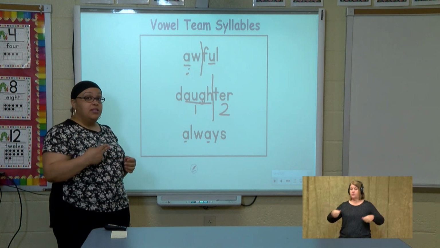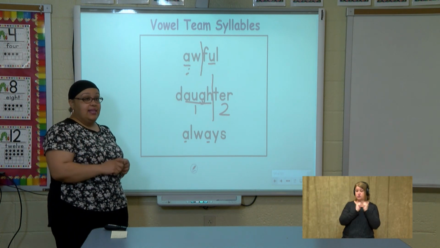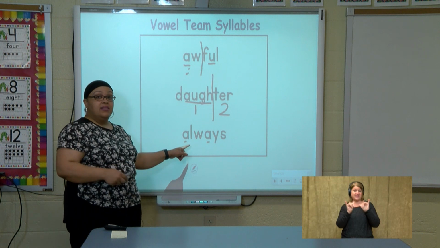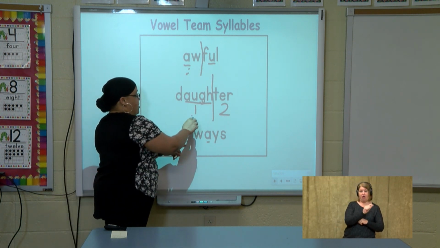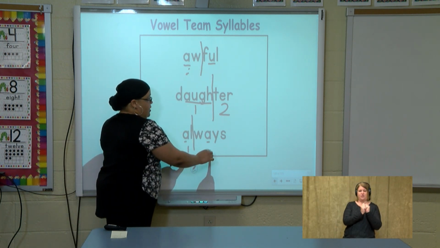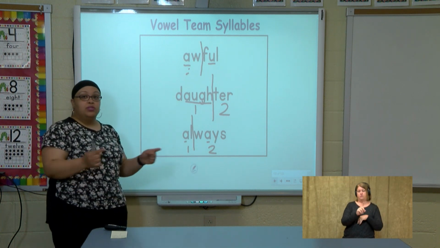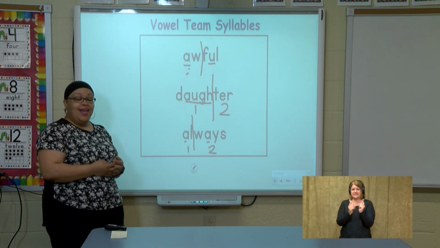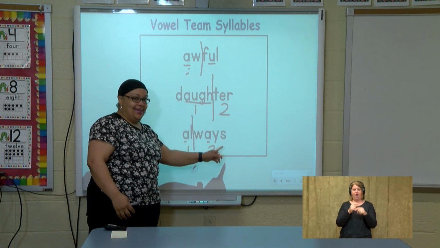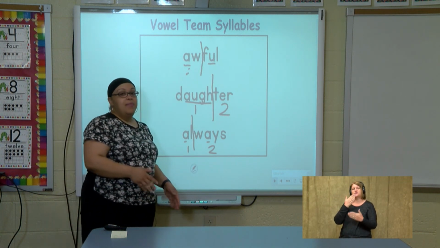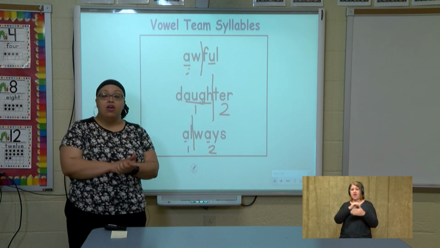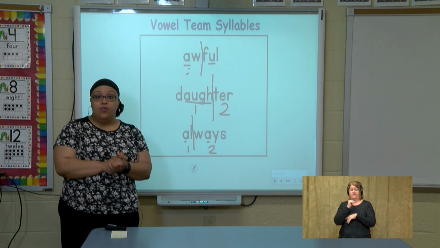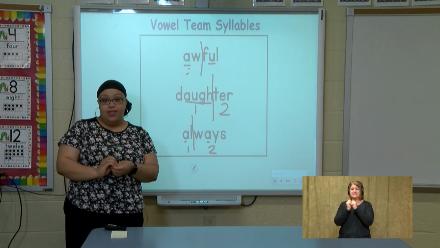Remember, if the letters come together to make one sound, they stay together. AL says all, so it has to be together. So here's your syllable 1, syllable 2. Put the 2 syllables together to make your word. What word did you get? That's right, always. Good job. Remember, in all words, if there are letters that come together to make one sound, they stay together.